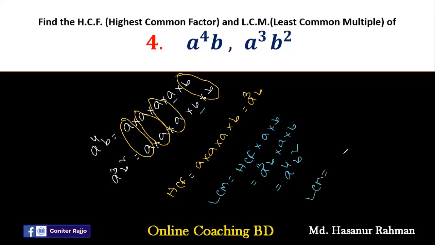And you can solve it another way. Look at this. How many a can you take? There are 4 a, there are 3 a. So you can take 4 a, multiplied by, there is 1 b, there is 2 b. So you can take 2 b. So here our final answer should be a to the power 4 b square. And that is the solution of number 4.